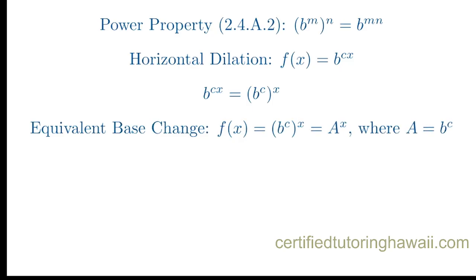This is a profound realization. A horizontal stretch or compression of an exponential function simply changes the function's base. The entire graph is rescaled in such a way that it looks like a standard exponential function with a new growth or decay factor. You have now learned how the power property helps you change the base of an exponential function in response to a horizontal dilation.